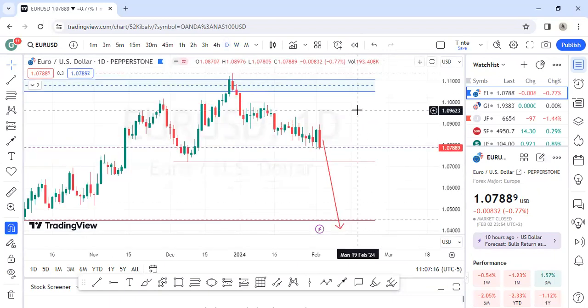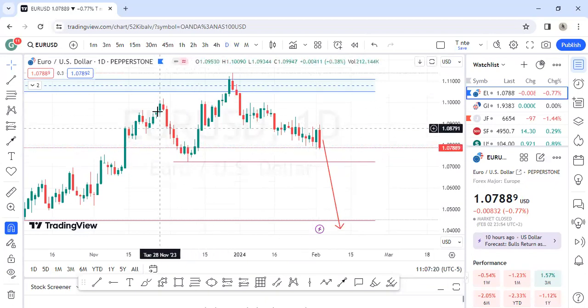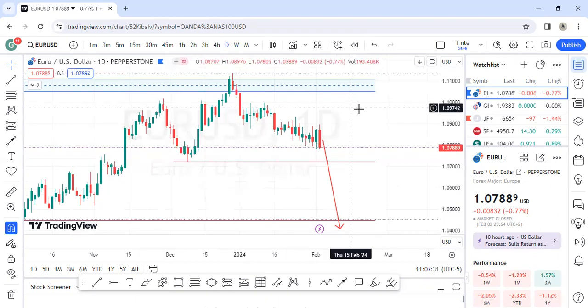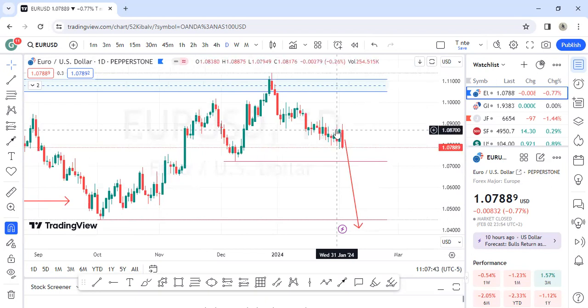This is the daily chart. I can see it's very clear. Market should breach that. So that is what I'm looking at on the euro dollar, sorry. Okay, so likely we'll see price go down.